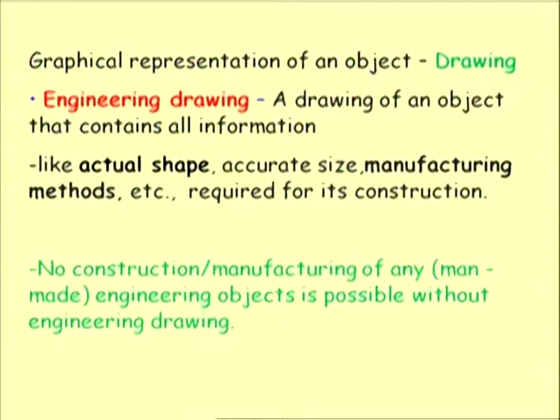Graphical representation of an object is a drawing. Engineering drawing means a drawing of an object that contains all information about each and every part of the equipment or the building: its shape, its size, the material used, the method of manufacturing, everything is explained in the drawing. So no construction or manufacturing of any man-made engineering object is possible without engineering drawing.